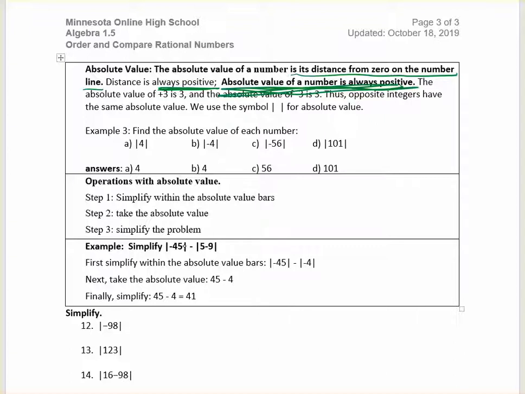The absolute value of a positive number is positive. The absolute value of a negative number is positive. It's always positive, no matter what kind of number you started with. So opposite integers have the same absolute value. We put bars around a number to show that we have absolute value.